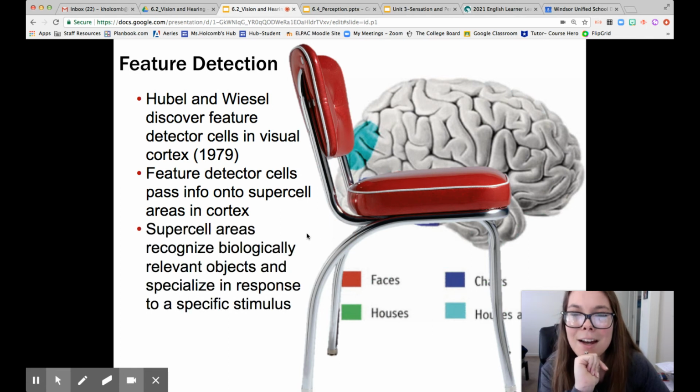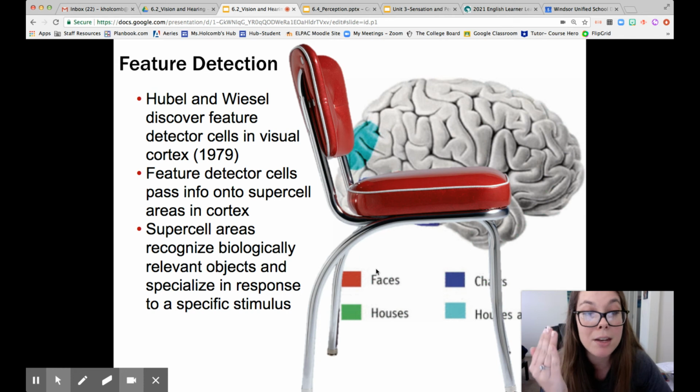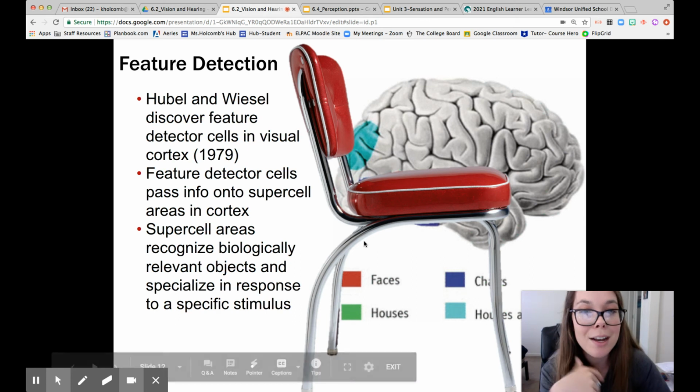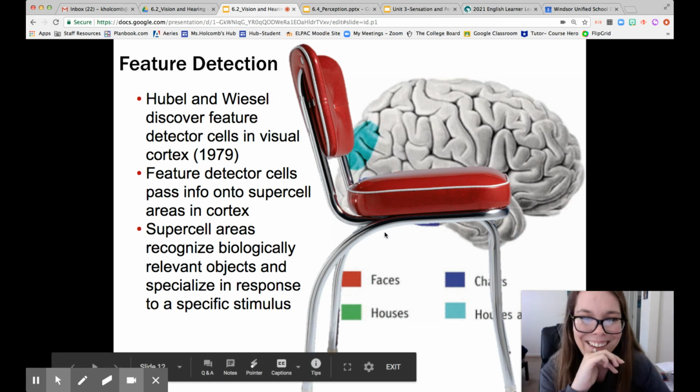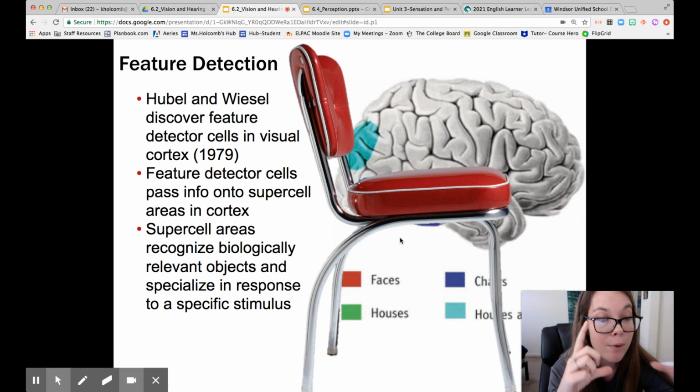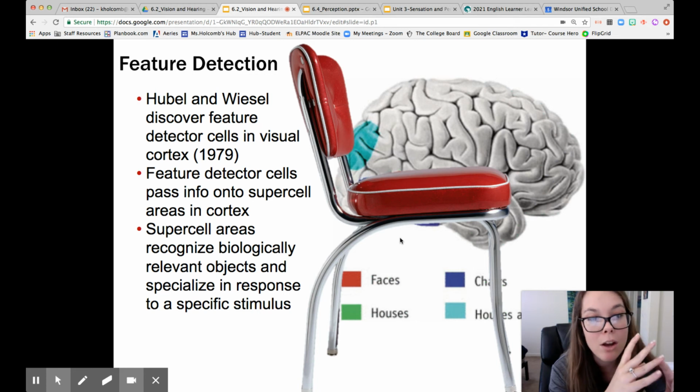But essentially, what you need to know about this, you don't need to write about Hubel and Wiesel, but I do want you to write that feature detector cells pass info onto our supercell in the cortex. So in parts of our brain, we have certain areas that are made for us to recognize certain things. A big portion of our brain is, again, you would see it, but I don't know why this chair is in the way. But the ability to recognize faces is a part of our brain, and it has a certain spot to it, along with recognizing houses and certain parts of objects, right? So we do have supercell areas that specialize in certain stimuli.